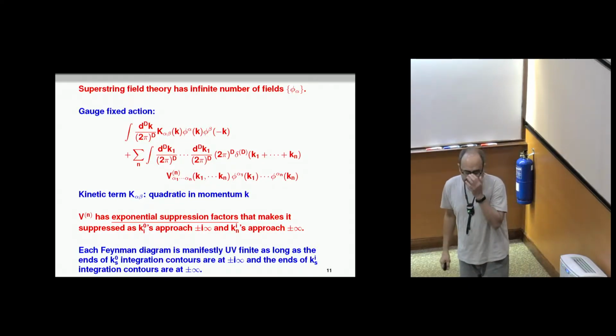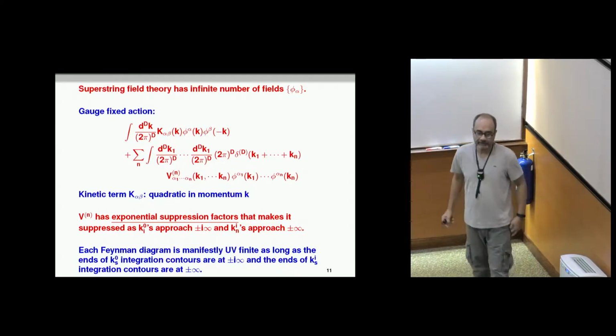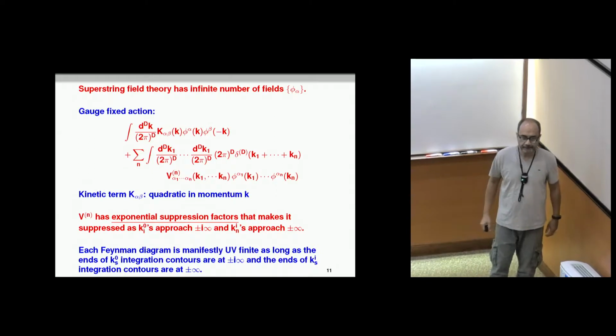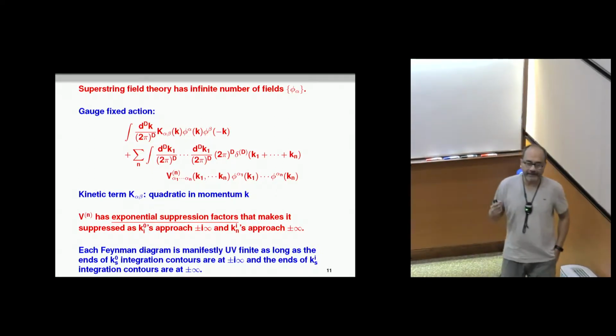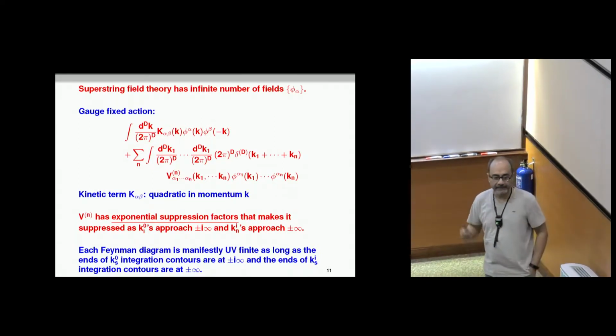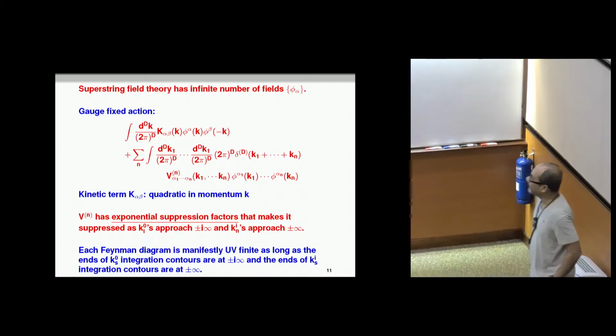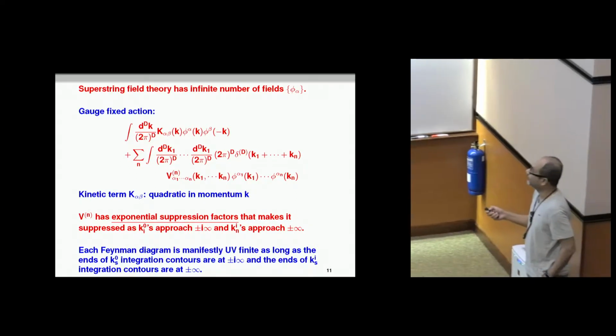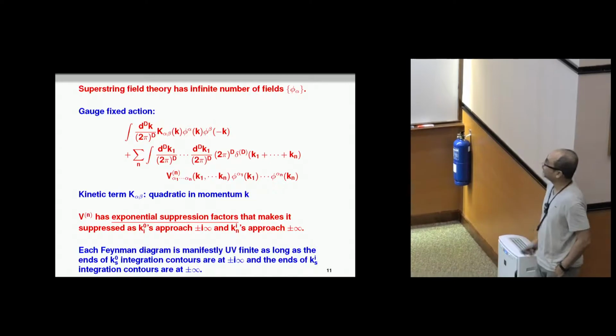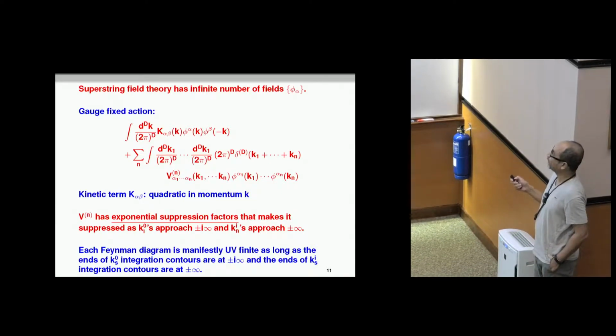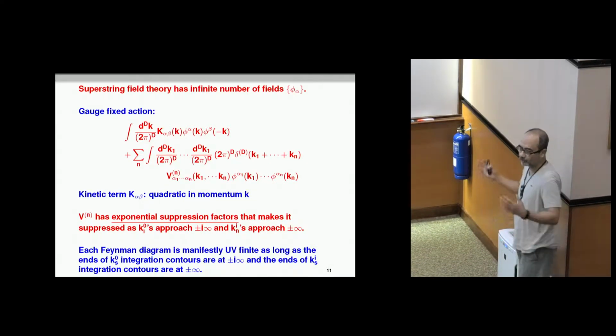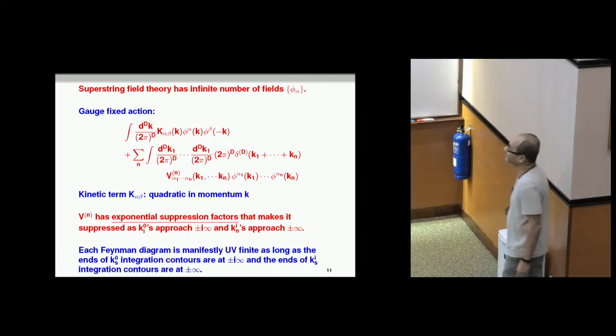So let me say a few words about superstring field theory. The details are not going to be very important. Since we will be drawing Feynman diagrams, what we really need is gauge fixed superstring field theory. Here is the general structure of the gauge fixed action. Here phi alphas are the set of all the fields. There are an infinite number of fields because of course superstring theory has an infinite number of particles.